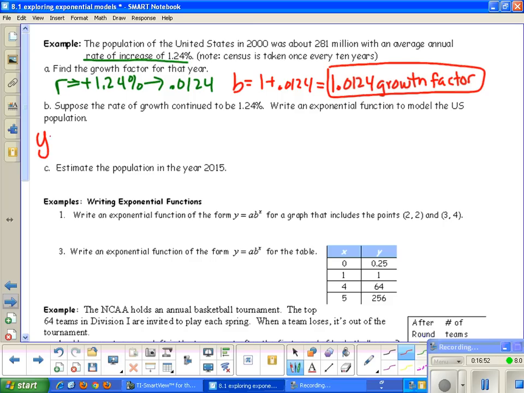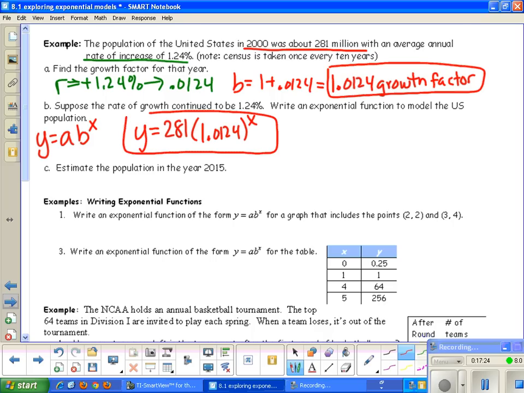So remember, we're using the equation y equals ab to the x. A stands for our initial population. So we're starting off with the fact that we know in 2000 it was about 281 million. Instead of writing 281 million, I'm just going to use 281, to make my answers in millions. So I have y equals my initial amount, which is 281 in 2000, times my b, which is what we found in the last part, my growth factor, 1.0124, to the x. So this right here would be my equation.